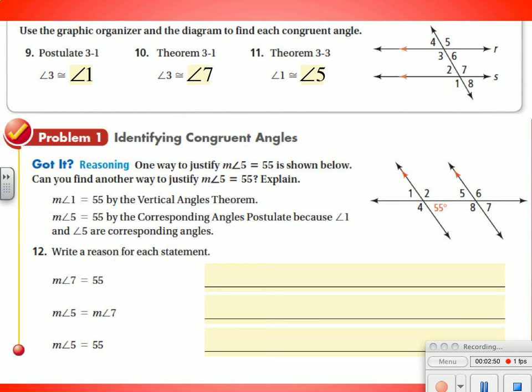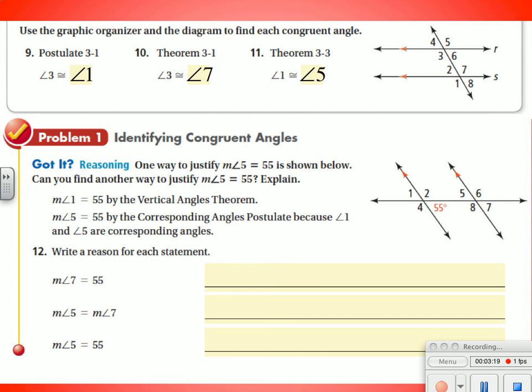One way to justify that the measure of angle 5 equals 55 is shown below. Can you find another way to justify that the measure of angle 5 equals 55? We could say by the vertical angles theorem that the measure of angle 1 is equal to 55. Then by the corresponding angles postulate, we could say the measure of angle 1 is equal to the measure of angle 5, which is equal to 55, because angle 1 and angle 5 are corresponding angles.